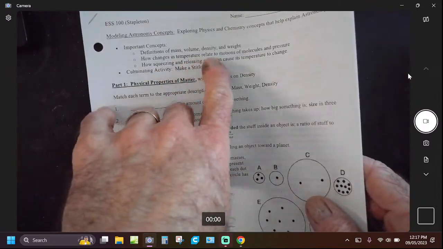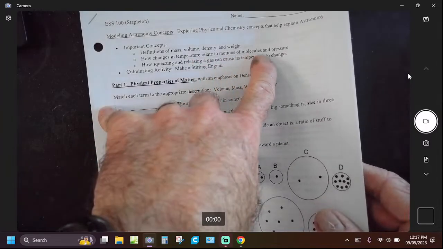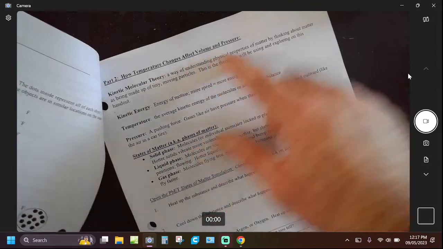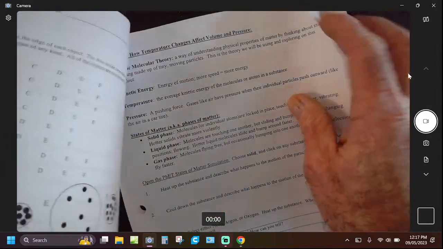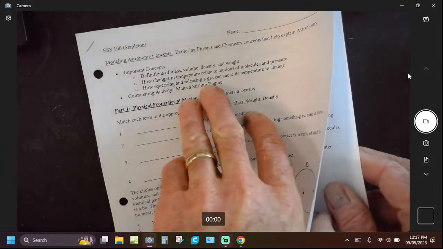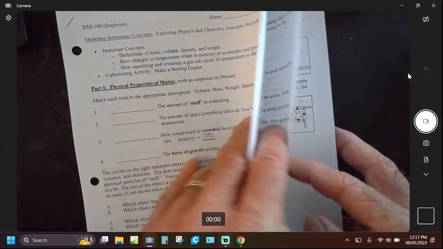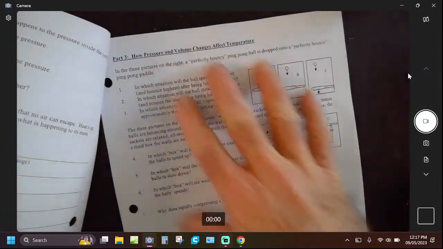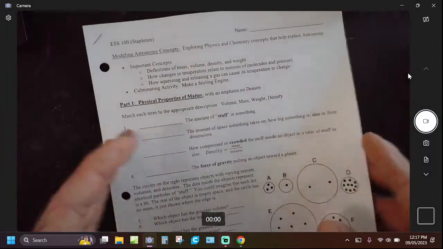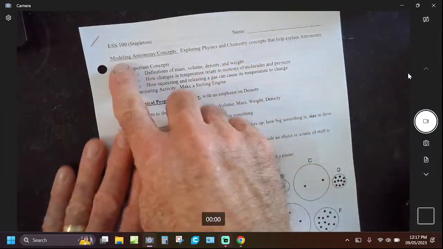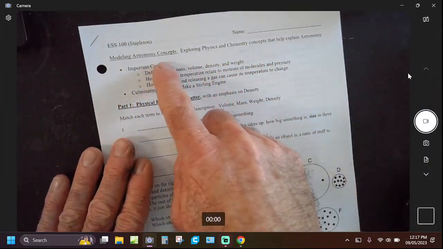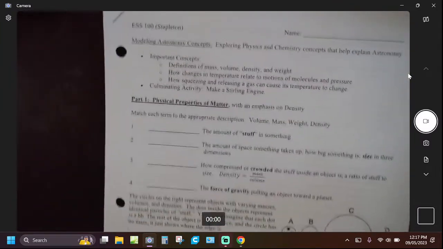The next part is how temperature relates to motions of molecules and pressure. So when we get to here, you can see temperature affecting volume and pressure. And then the last part is how squeezing and releasing a gas can cause the temperature to change. So those things are going to help us understand what's going on in stars. So these are all necessary for understanding astronomy.